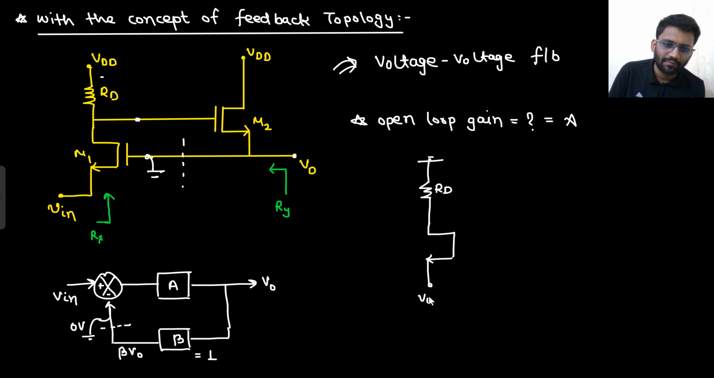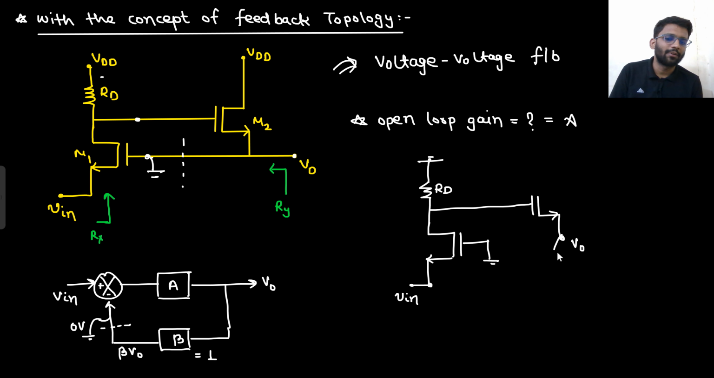This was your V in. I can make V in like this as well. This was your V in. This will be shorted, right? This will be shorted. This is connected like this. The other end is open circuited, V naught.